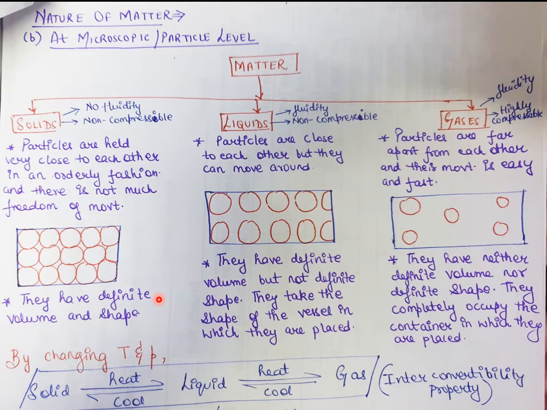You cannot change the volume and shape of any solid. You cannot change the volume and shape of your pen. You cannot just change the volume and shape of your book, right? So they are all solids. So they have a definite shape and a definite volume. Solids have no fluidity. Yes, because they cannot flow. Your pen cannot flow like that. Your books cannot flow like that. So they have no fluidity.